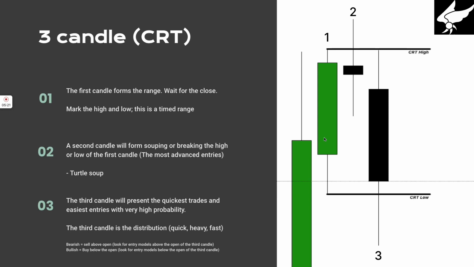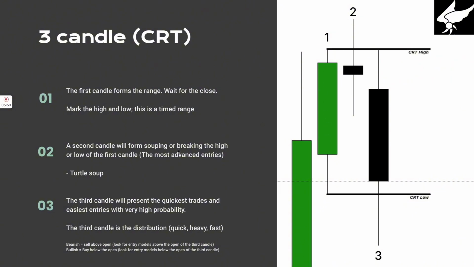So as I said, there was two types of CRT, a 3 candle and an inside bar plus CRT. The 3 candle CRT, as many of you are familiar with, is simply 3 candles: accumulation, manipulation, distribution. Power of 3 at its finest. The first candle is going to form the range. We wait for the close. Mark out the high and the low. This is a specific timed range, not random, a specific time of day.